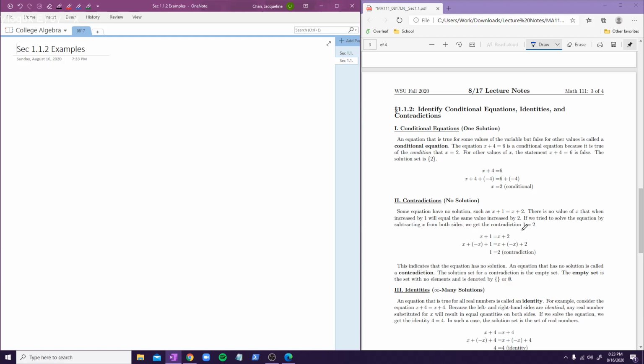For the basic example of x plus 4 is equal to 6, we know that the solution is x is equal to 2. So anything that's not 2 is not going to be a solution. If I pick x is equal to 0, I get 0 plus 4 is equal to 6, then 4 is equal to 6. This is not true. So x is equal to 0 is not a solution to x plus 4 is equal to 6.